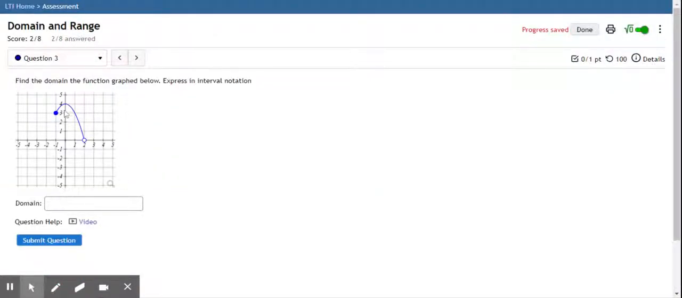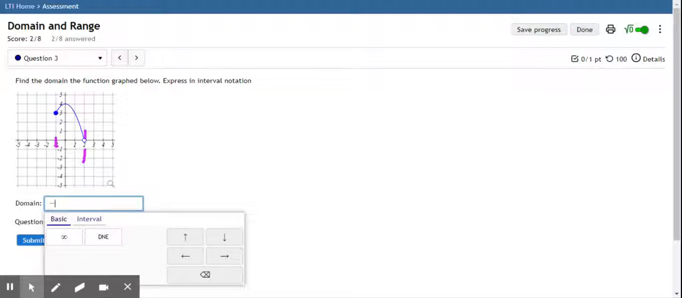Now, how about this one? Find the domain of this function and write in interval notation. So the domain here, let's go from the left side to the right side. And we'll notice that this one goes from -1 on the left to 2 on the right. Now we have to do a little bit more work here. We need to put some parentheses around this or brackets. Now let's be really clear what we mean.